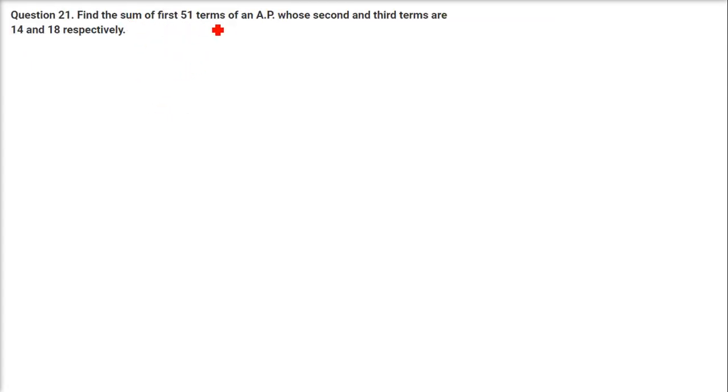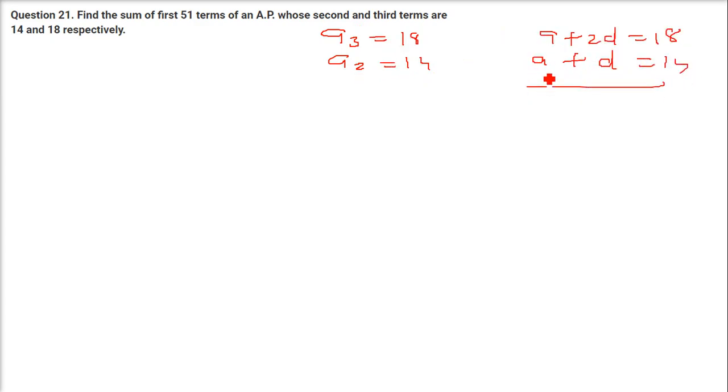Find the sum of first 51 terms of an AP whose second and third terms are given. So A3 is 18 and A2 is 14. A3 is a plus 2d and A2 is a plus d. Subtracting, a cancels, 2d minus d is d, and 18 minus 14 is 4. So d is known. Now put this in the second equation.